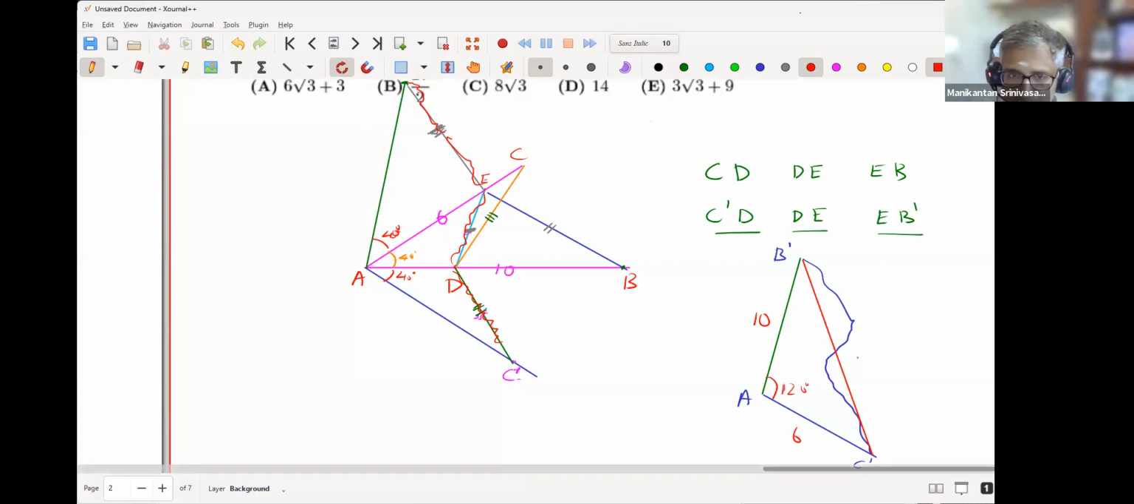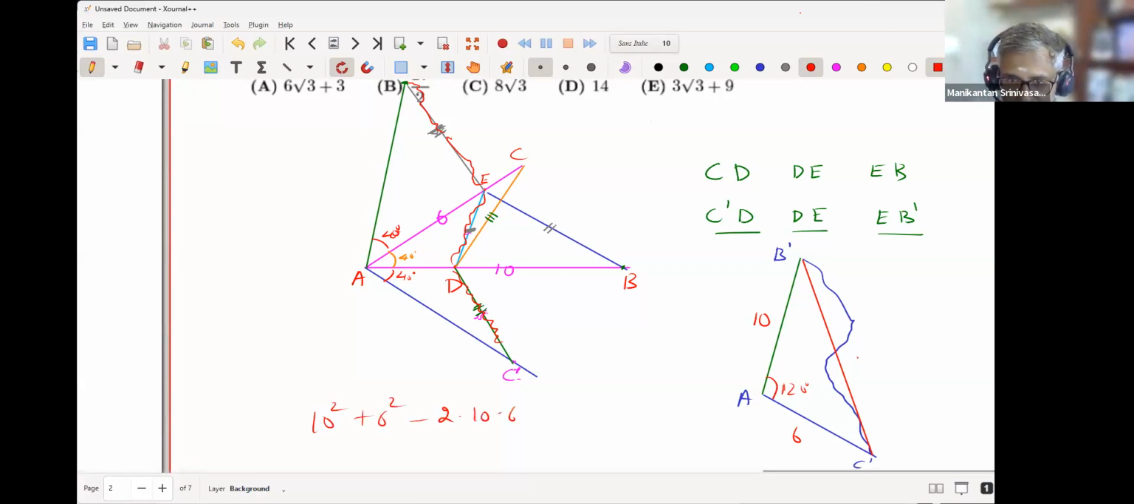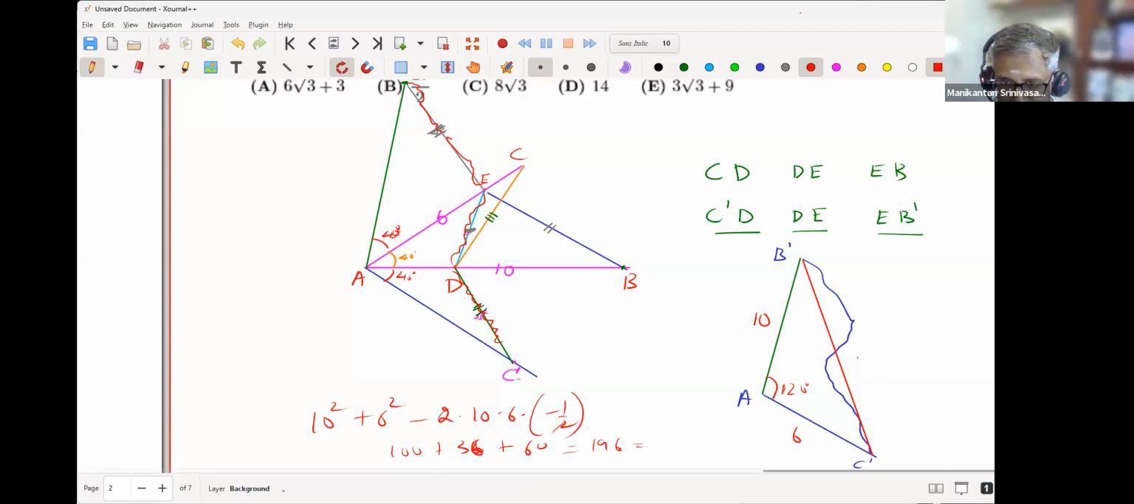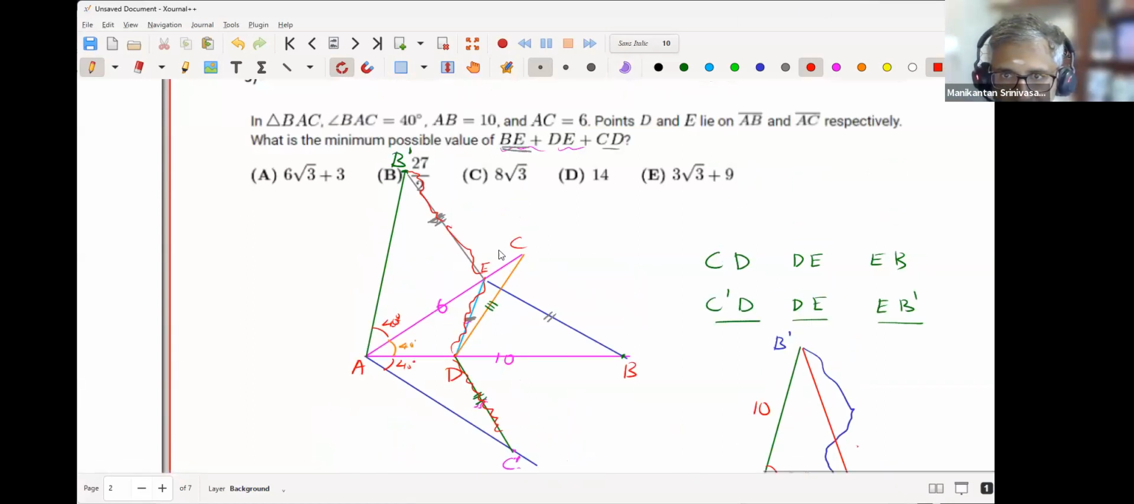Now it's just a cosine rule, right? 10 square plus 6 square minus 2 into 10 into 6 into cos 120. Cos 120 is minus half. So whatever that works out to 100 plus 36 plus 60, which is 196, which is 14 square. So that's the smallest length. 14 is one of the choices.